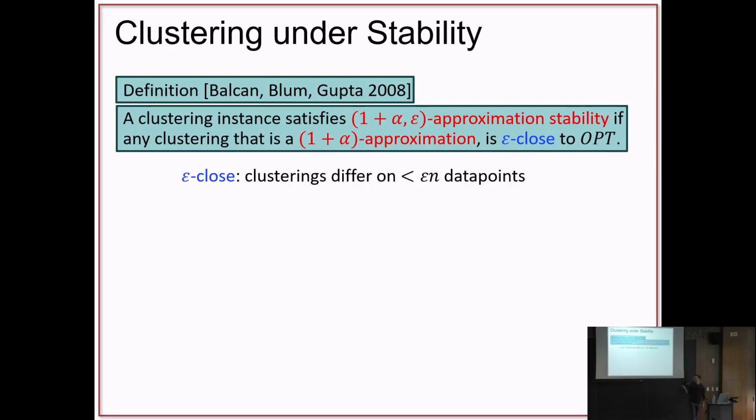So here's one of these definitions by Balcan, Blum, and Gupta. It's the (1+alpha, epsilon) approximation stability. This says that a clustering instance satisfies this assumption if any 1+alpha approximate clustering has to be epsilon close to the optimal solution. And by epsilon close, I mean that there are only epsilon n points that are clustered differently between the two clusterings.